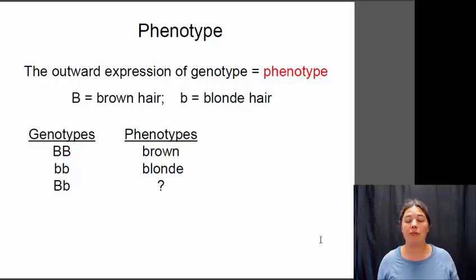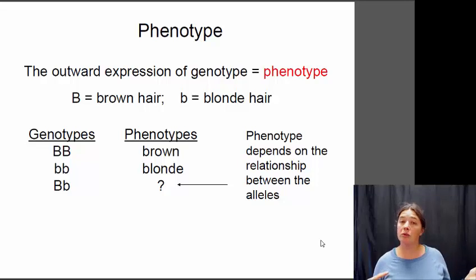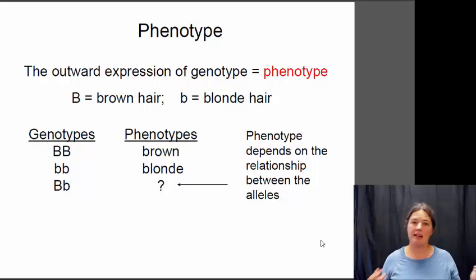Now, if you have big B, little b, it's a little more unclear because you don't know the relationship between those 2 alleles. And the phenotype is going to depend on that relationship. A lot of these relationships are what we call dominant recessive relationships, where one of the 2 alleles, if it's present in the genotype, will dominate and the other one will not be noticeable in the phenotype. Brown and blonde hair is generally one of these cases. So if you have a brown hair allele and a blonde hair allele, you'll usually have brown hair.